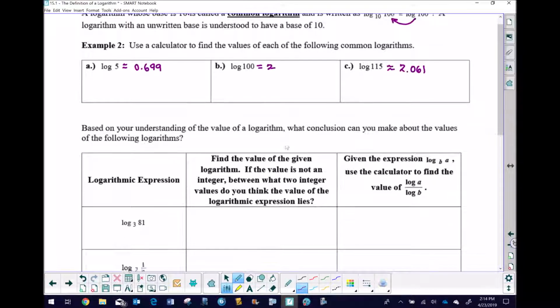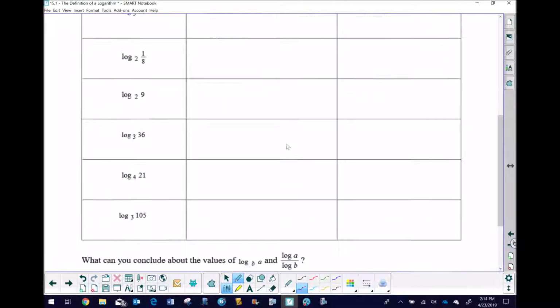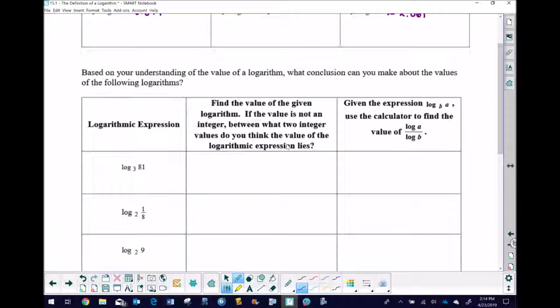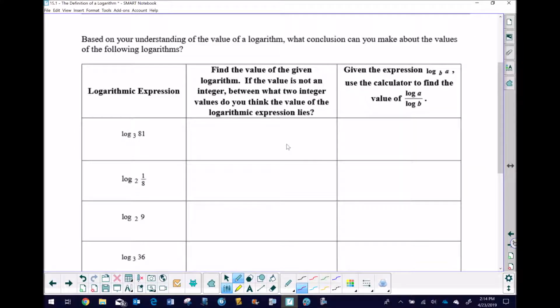All right, let's go ahead and look at this next part, which is sort of an introduction to the magical formula that basically allows all calculators to be sort of equivalent in this world. And it says, based on our understanding of the value of a logarithm, what conclusion can you make about the values? Well, let's go ahead and look at these logarithm expressions and fill in the columns. Second column says, find the value of the given logarithm. If the value is not an integer, between what 2 integer values do you think the value of the logarithm expression lies? All right, so we look at the first one, log base 3 of 81.